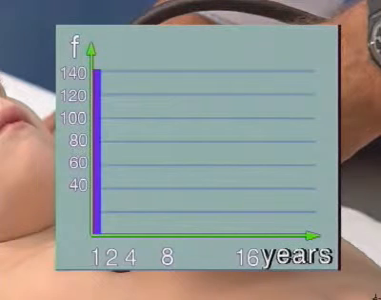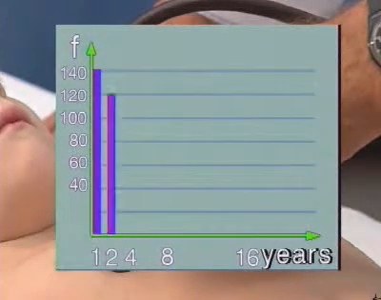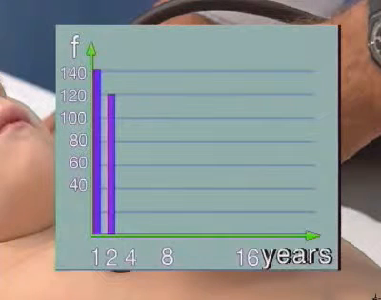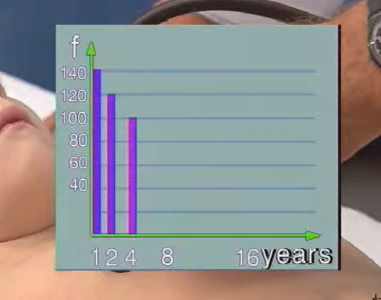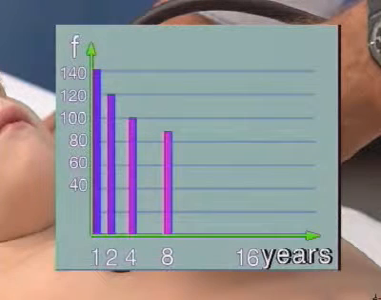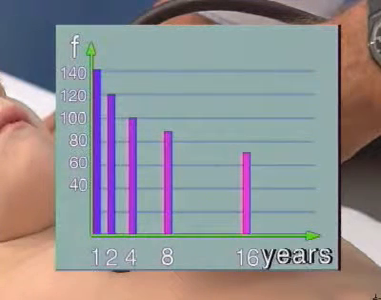In the first year of life, the heart rate is about 140 beats per minute. In the second year, 120. In the fourth, 100. In the eighth, 90. Towards the end of puberty, the heart rate approaches that of an adult.